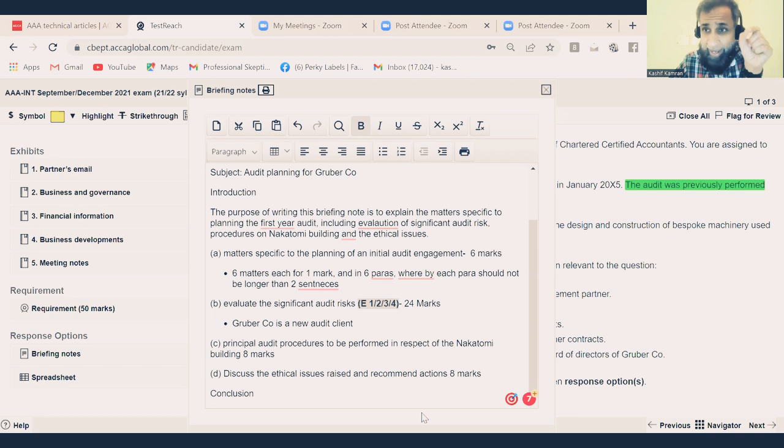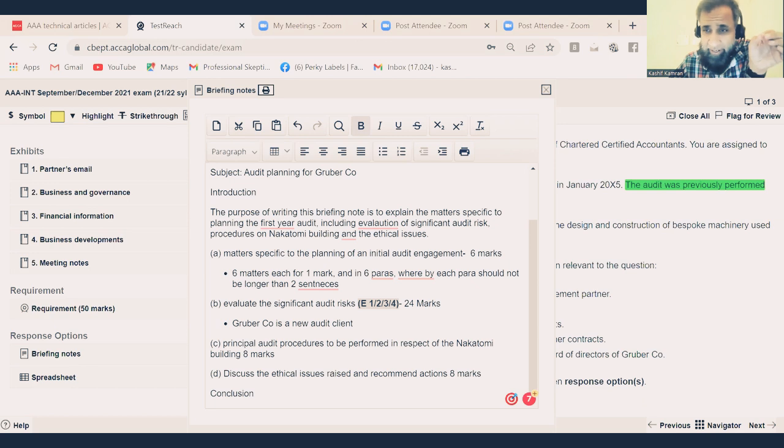Yes. So how many further exhibits do we have to read now? Because we've already read the first one, which is the partner email. So how many more exhibits do we have to read? 3. Number 2, number 3, number 4. Right? And that will wrap up the answer for 24 marks.